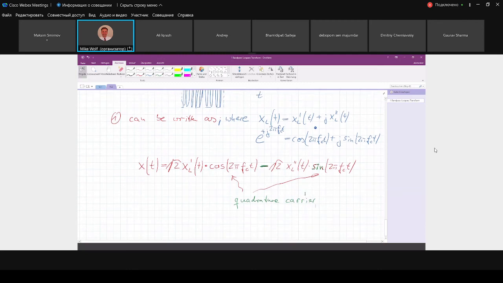And the engineer often denotes xL prime of t as the so-called in-phase component. So this is always the component which modulates the cosine part, the cosine carrier. And the other, xL2 prime of t, is the so-called quadrature component. There are two carriers in quadrature. One is the in-phase and the other is the quadrature.